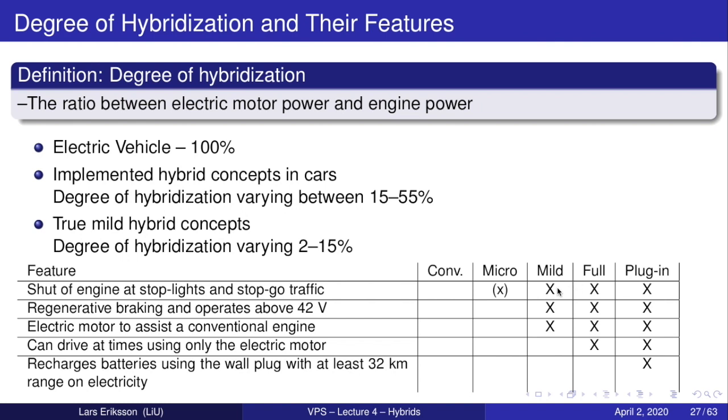Mild hybrids have the same stop and go, we have regenerative braking, and we have the electric machine that can assist the driving. Finally, in the full hybrid, we can also do driving with only the electric machine. And the plug-in is to recharge the battery from the wall plug.